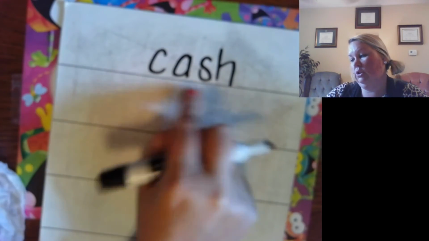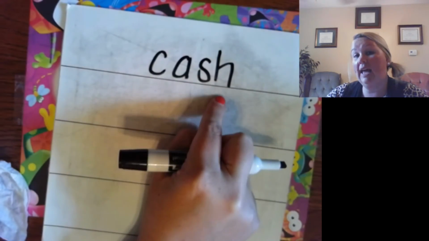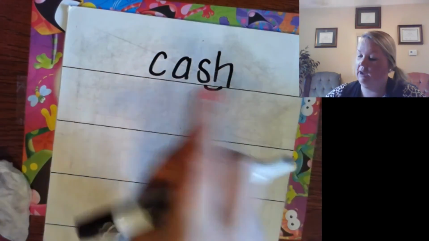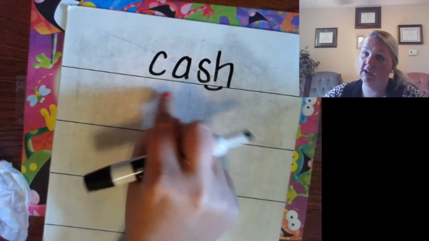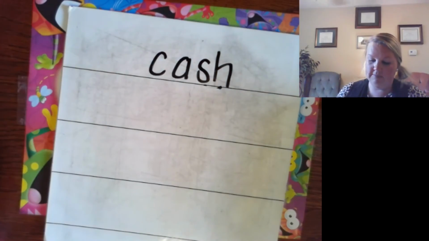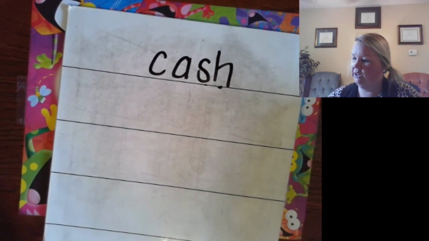Cash. Ash. 3 sounds, but 4 letters, because these letters work together to make one sound. Hash. They're called a digraph. All right. Very good, boys and girls. Tennessee first graders. What am I thinking? Tennessee second graders. Very good job.